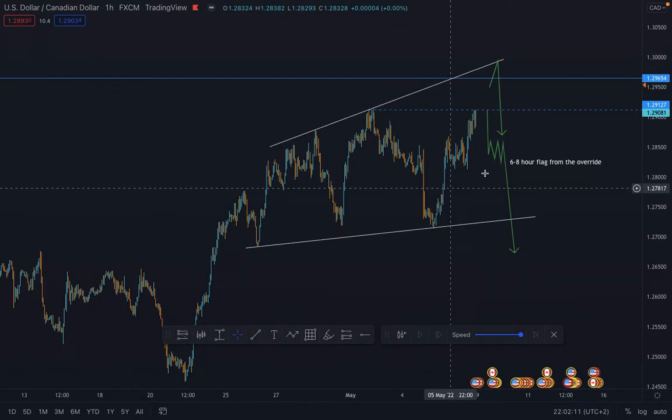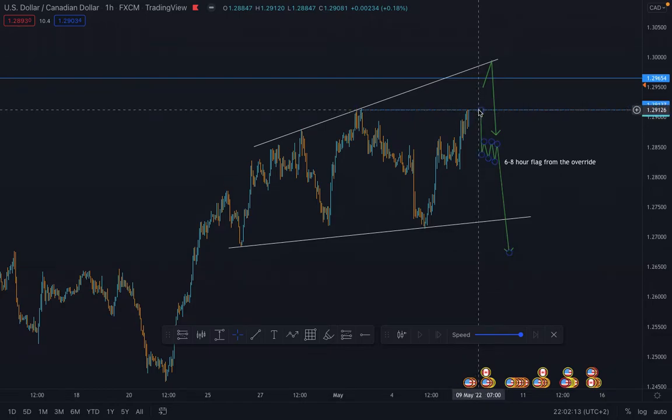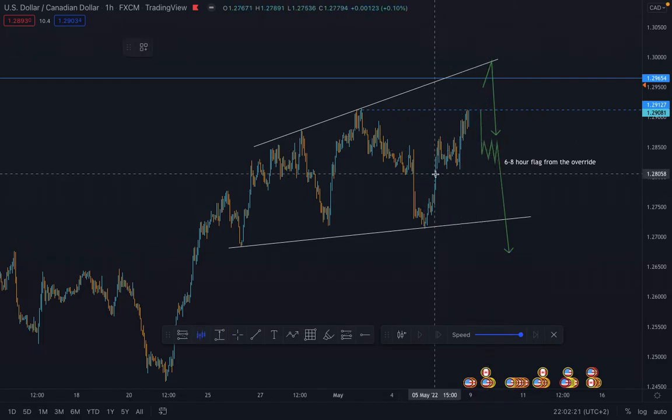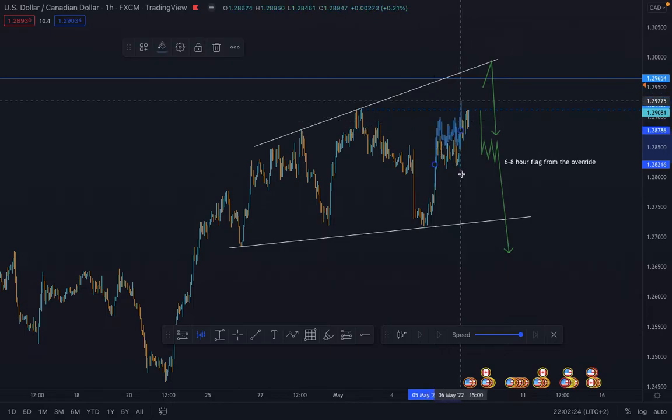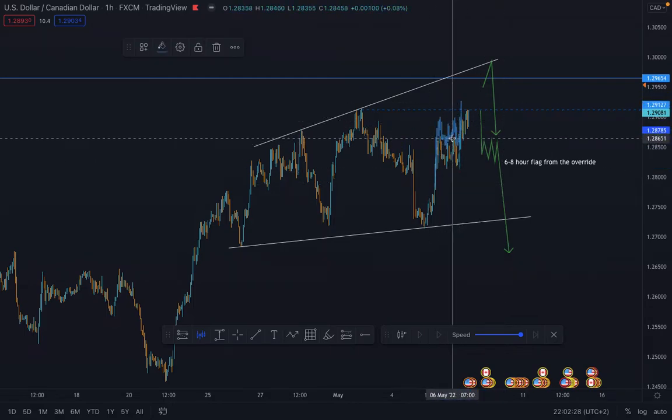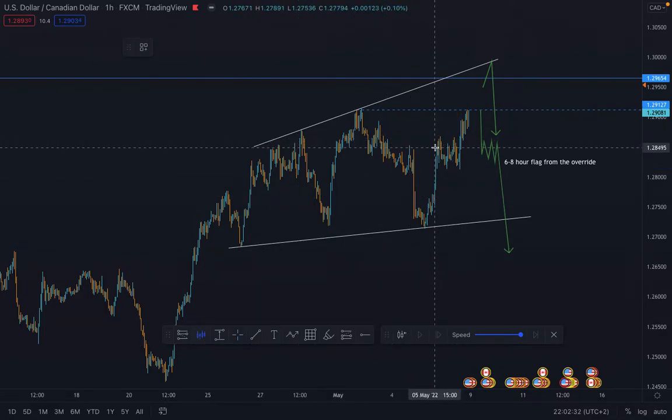If not, the second option is if we get some kind of rejection in this area and a correction, something similar to this, but on this side. So I'll be looking for this type of correction here. Just quickly, cool, yeah, show you what I'm talking about here.